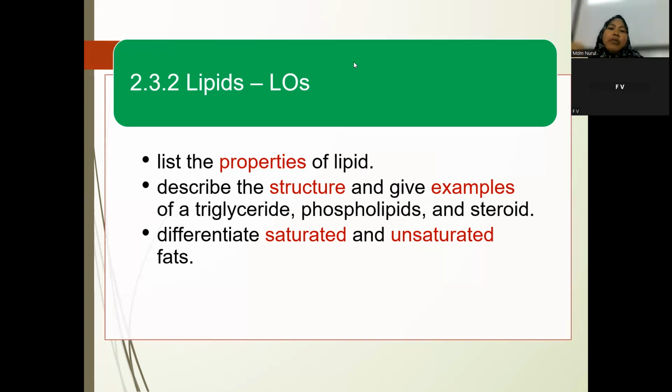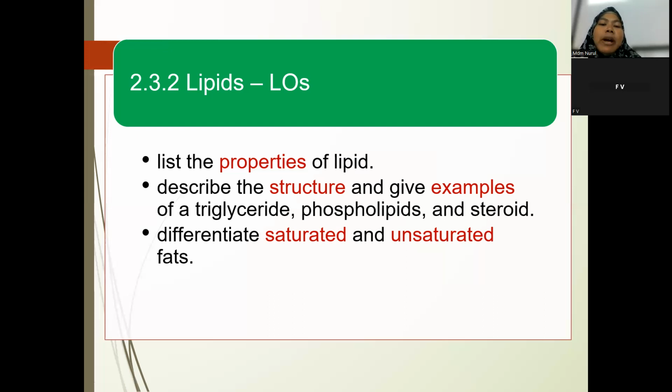Now today we are moving into the new subtopic, which is about lipids. These are the LO for lipids. Since the LO is not given in your notes, you can capture the image or refer to the recording and copy down later. The LO for lipid today are to list the properties of lipid, to describe the structure and give examples of triglyceride, phospholipids, and steroid, and also to differentiate saturated and unsaturated fat.